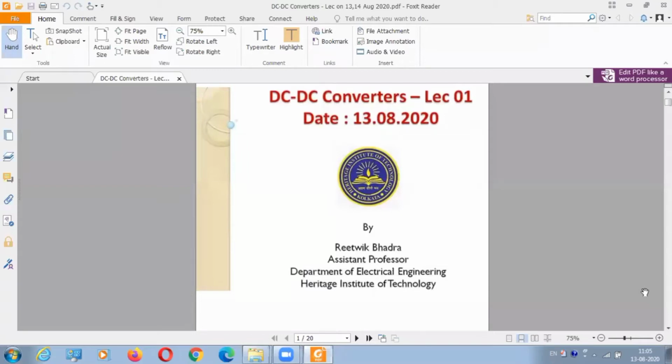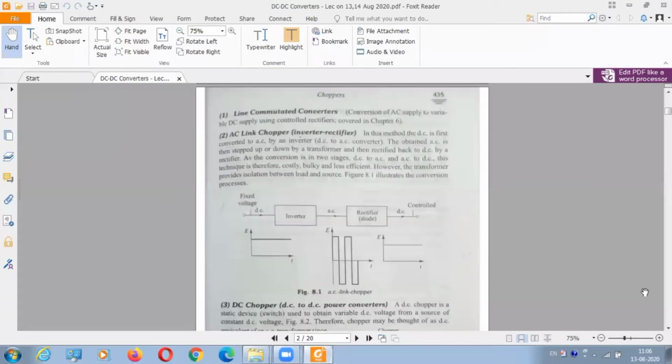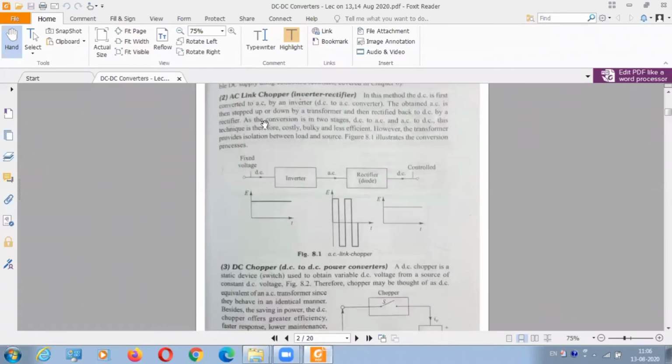We had already discussed many circuits like rectifiers and inverters. Like these, another circuit is the DC to DC converter, or chopper. This DC to DC conversion can be done by two methods. The first one is the AC link chopper.